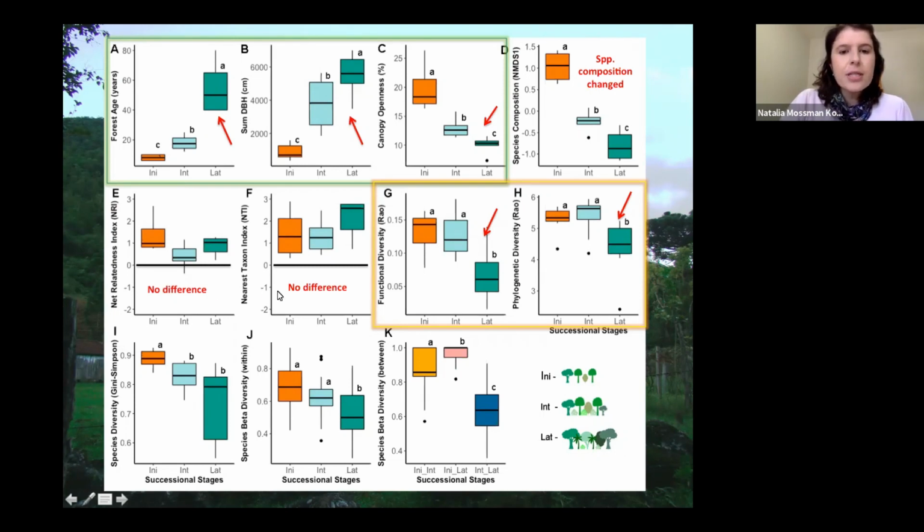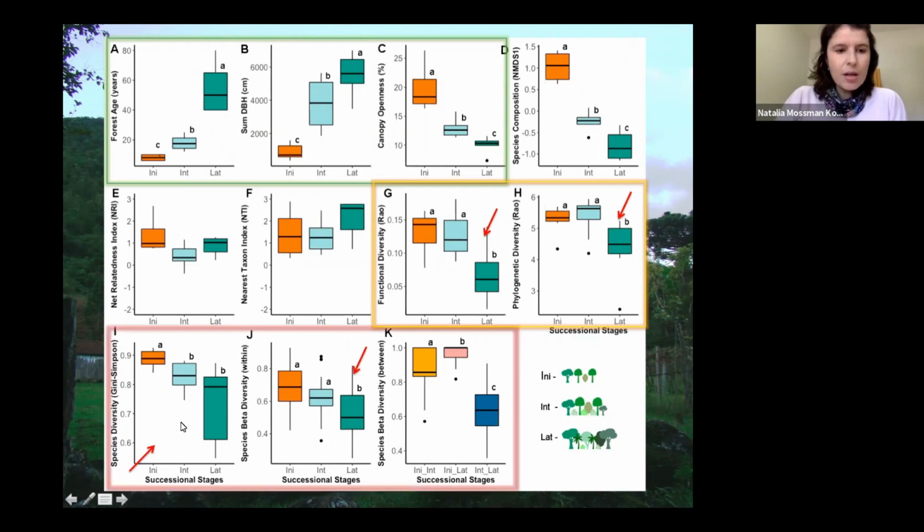We also found differences in functional diversity and phylogenetic diversity, where late stages had lower functional diversity, while initial and intermediate stages had higher functional diversity, and the same pattern was seen in the phylogenetic diversity. We found no differences in the net relatedness index and nearest taxon index, which relate to how phylogenetically grouped these communities are. So the stages didn't vary, but all the groups were phylogenetically clustered.